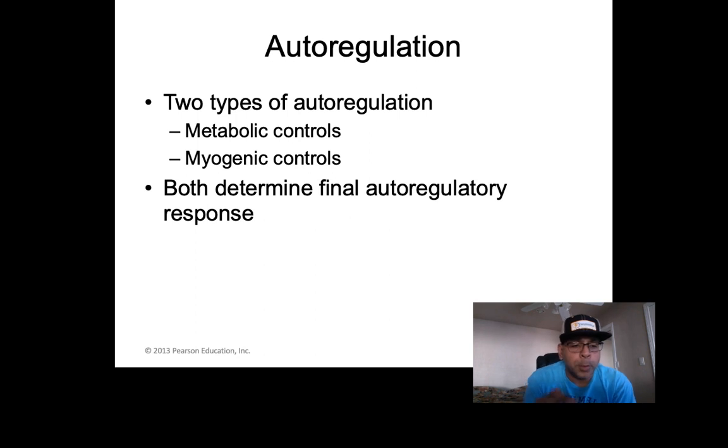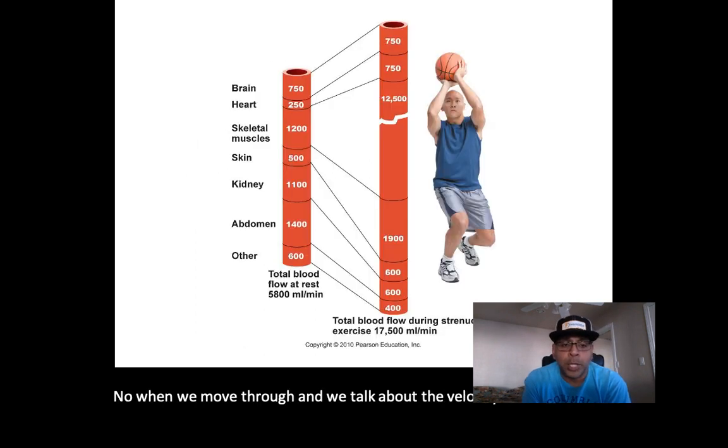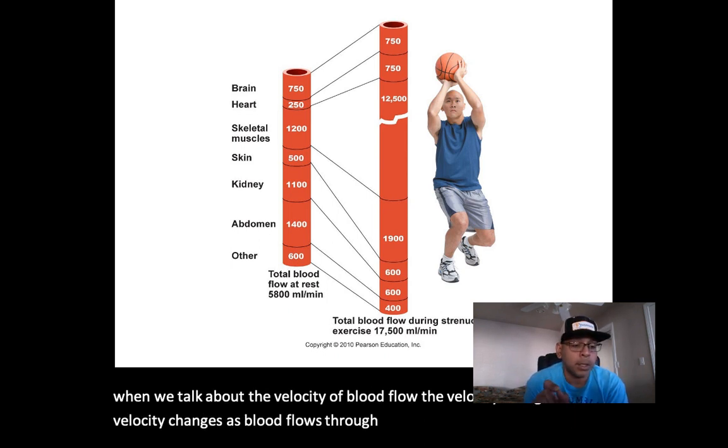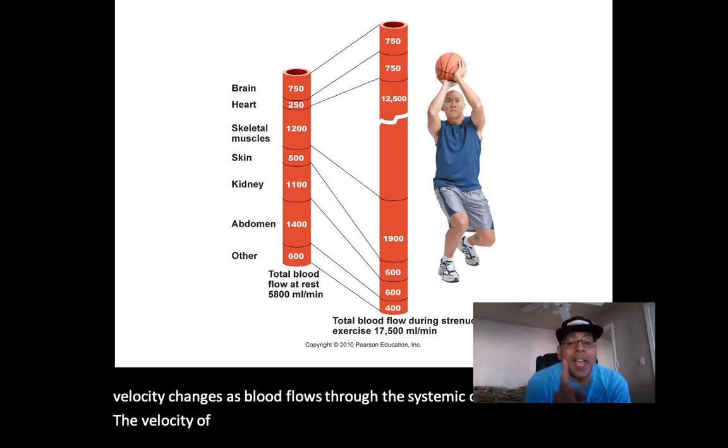Now, when we talk about the velocity of blood flow, the velocity changes as blood flows through the systemic circulation. The velocity of blood is fastest in the aorta and slowest in the capillaries.